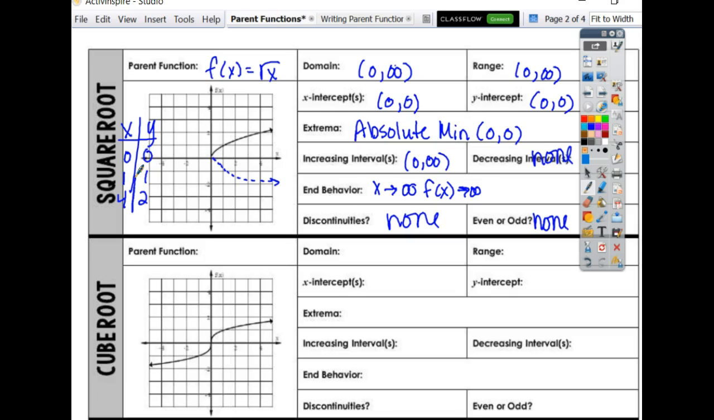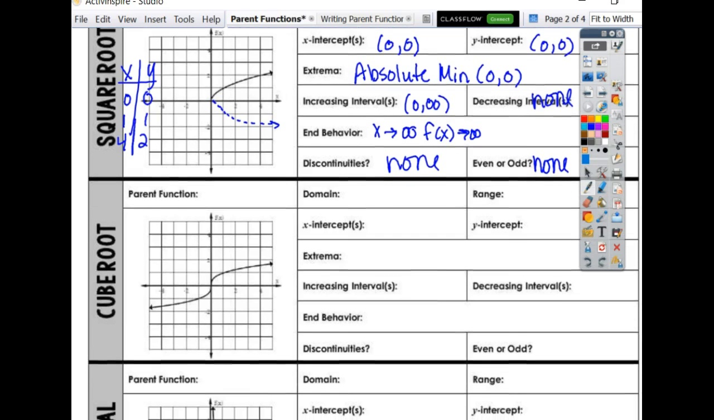All right, so the next one is the cube root. Zach, what's the domain? And the range? Perfect. Jackie, give me the x-intercepts. And what does that make the y-intercept?